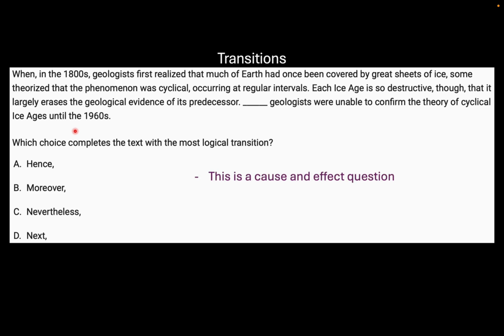Alright, so this is also a cause and effect. So because ice ages are so destructive, they remove all of the evidence. And as a result, geologists were unable to confirm the theory of cyclical ice ages until the 1960s. So we need something like as a result, and in here we have hence, which is a cause and effect transition. So this is correct. Moreover, it means additionally. So this is incorrect because there is no additional information. C, nevertheless, contrasting. This is wrong. Next is used for sequences. So this is also wrong.